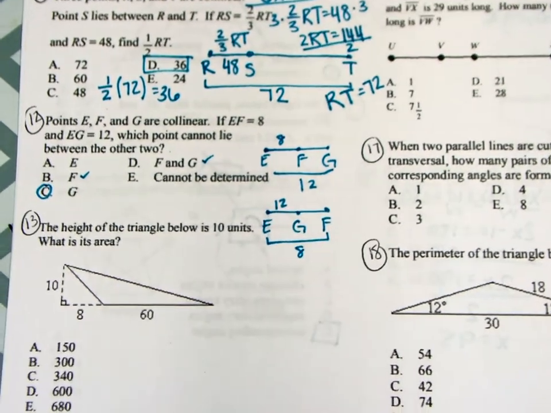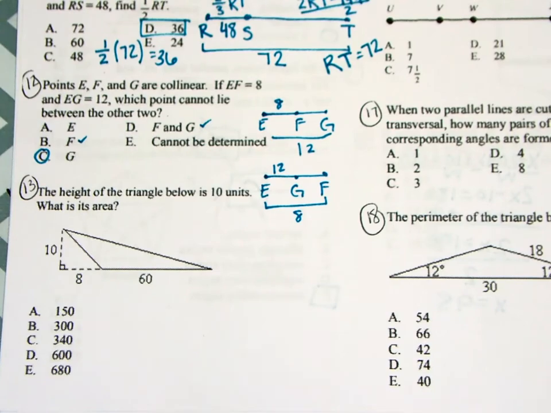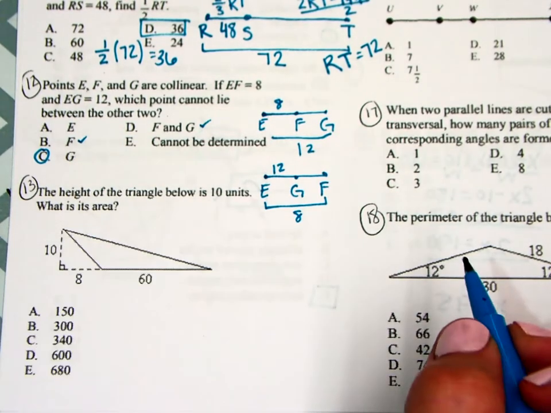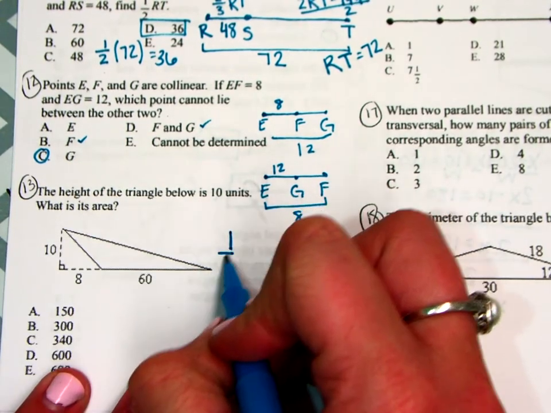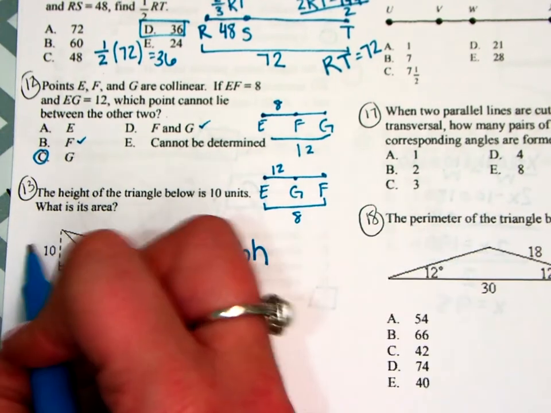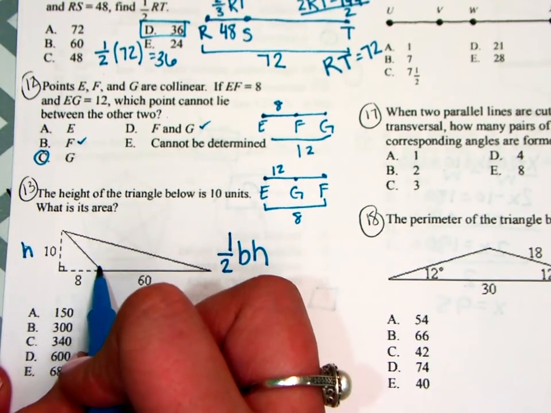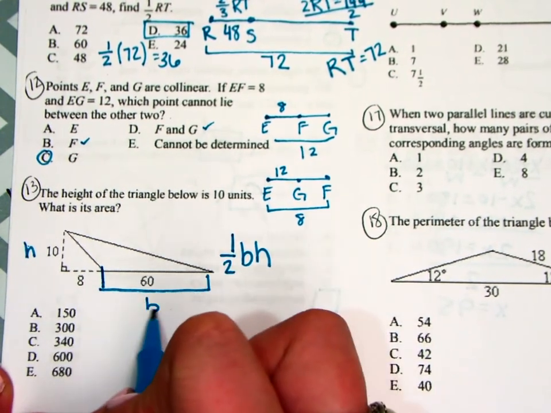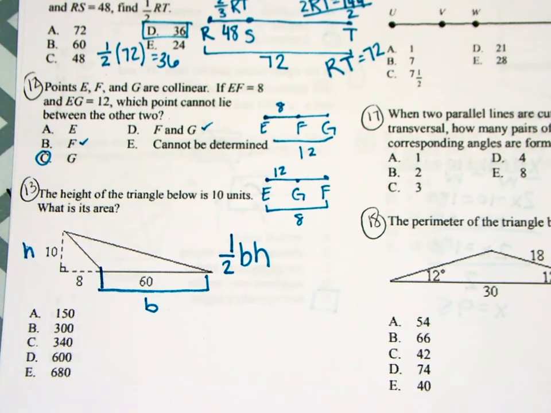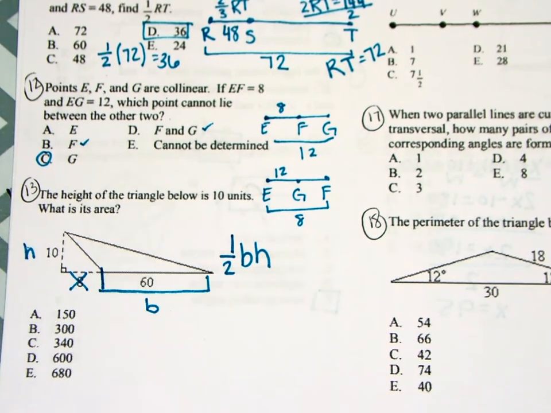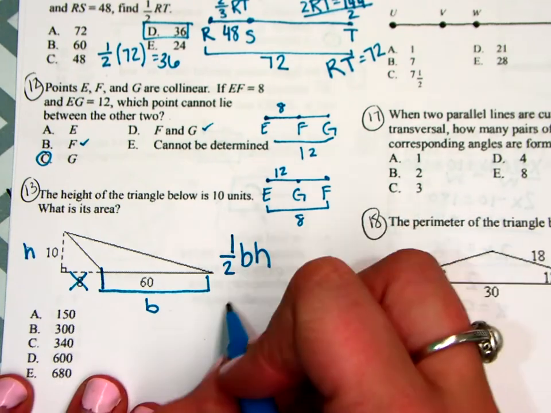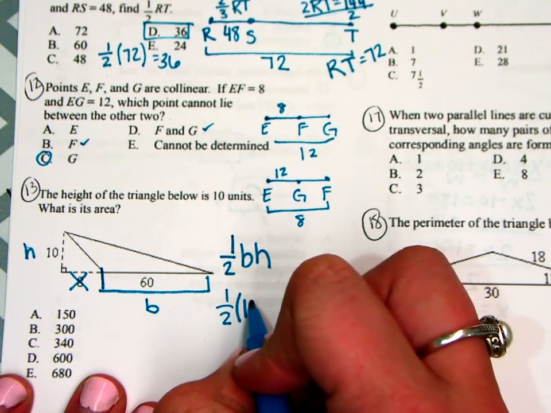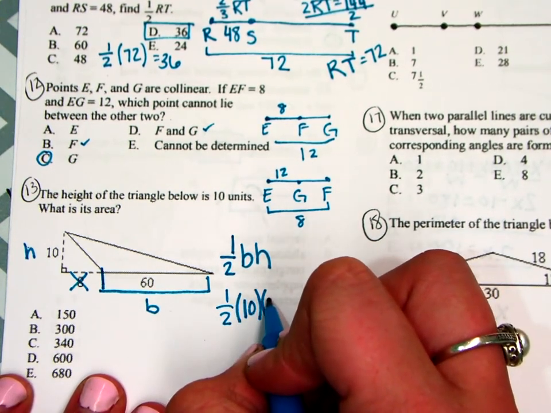Number 13. What is the height of the triangle below? The height of the triangle is 10. What is the area? Well, the area formula for a triangle is 1/2 base times height. So the height is here. Remember, if the triangle is obtuse, the base is located actually on the side. This 8 is not to be used in area. So 1/2 times 10 times 60.